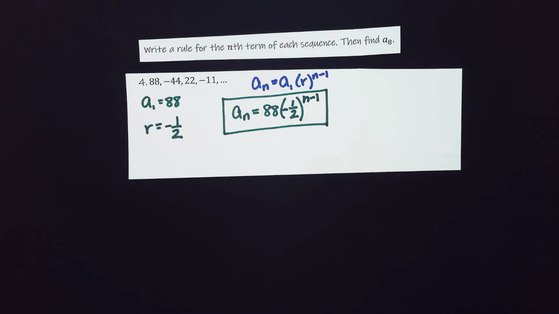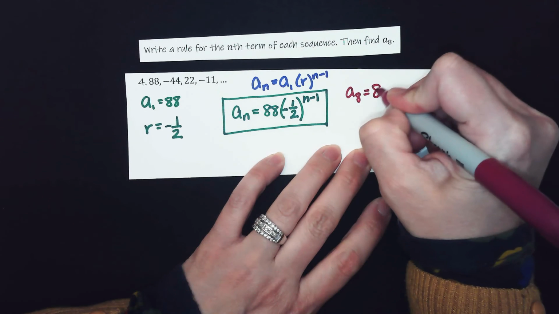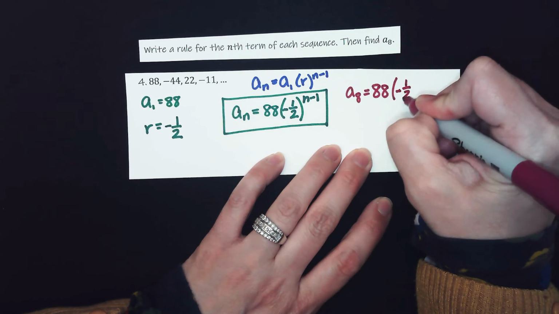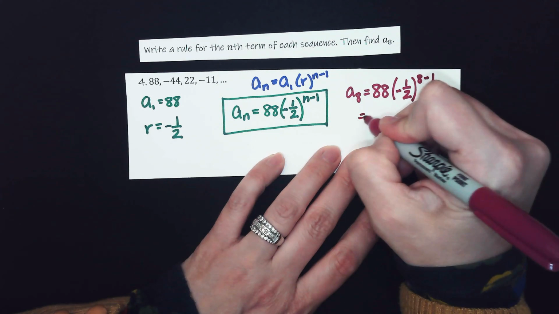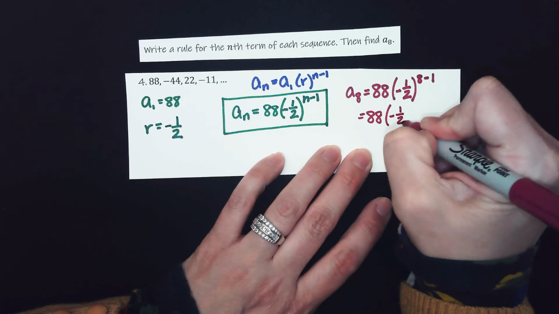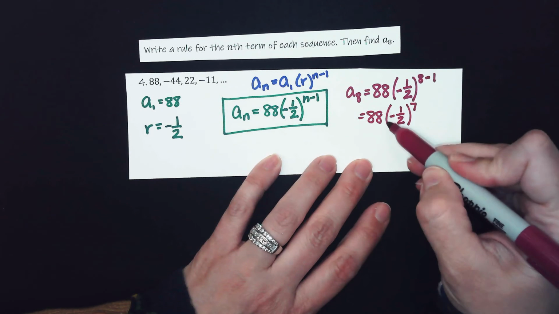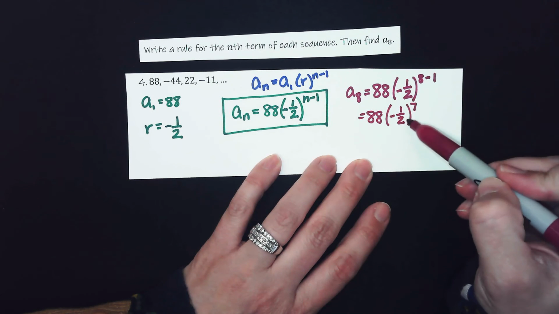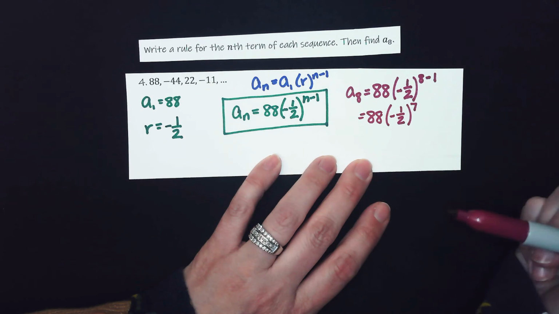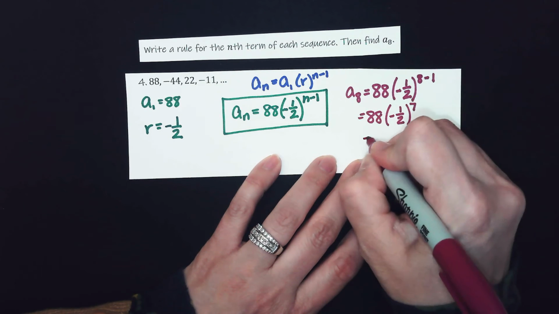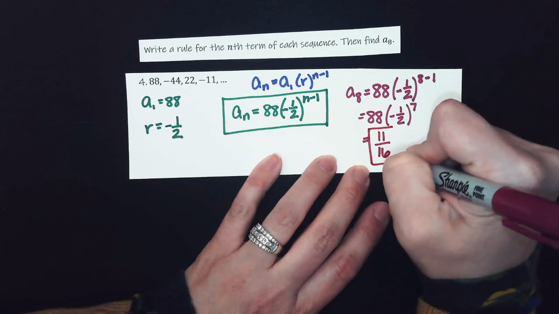Okay? But now we want the 8th term. So I want a sub 8 here. So I'm going to take my rule, and instead of n, I'm going to plug in 8. So I get 88 times negative 1/2 to the 7th power. Okay? Plug all that in. Make sure that if you're plugging it into your calculator, you leave the negative 1/2 in parentheses and take that whole parentheses to the 7th power. Otherwise, that negative could get messed up. And I changed it to a fraction. I get 11 over 16.